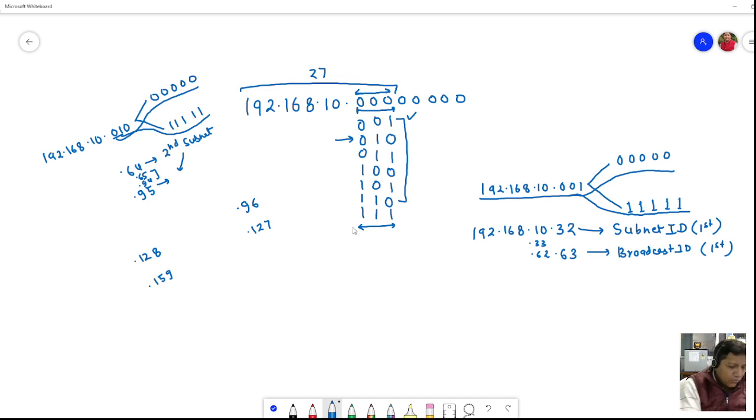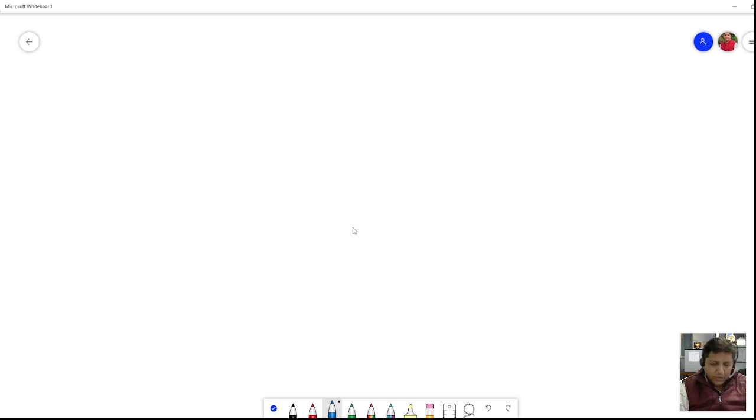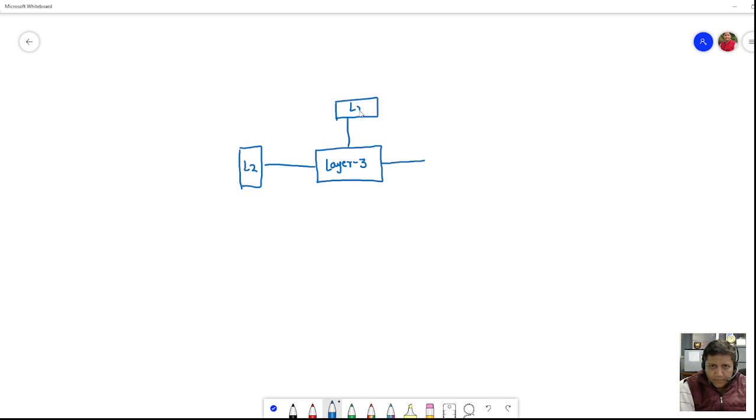Now, let me draw the overall picture. Let me draw a topology. We need a layer 3 device, and with this layer 3 device, I have connected L2 devices. We have got 4 departments, each with an L2 device, and from the L2 the nodes are connected.